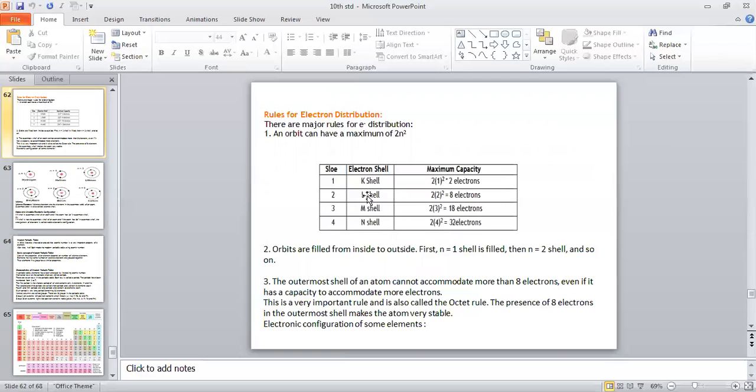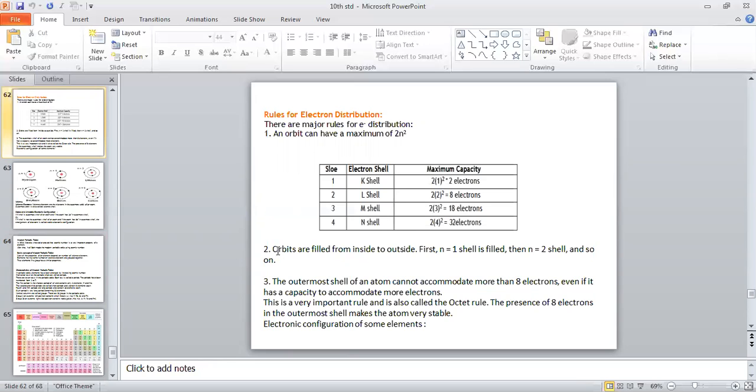Second orbit, the L shell: 2 into 2 square, that is equal to 8 electrons in the second orbit. Third is the M shell: 2 into 3 square, that is equal to 18 electrons in the third orbit. Fourth orbit, the N shell, where 2 into 4 square is equal to 32 electrons. Like this, we take 1 square, 2 square, 3 square, 4 square multiplied by 2. We get the maximum capacity of that orbit or shell.